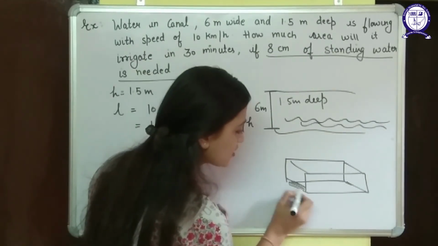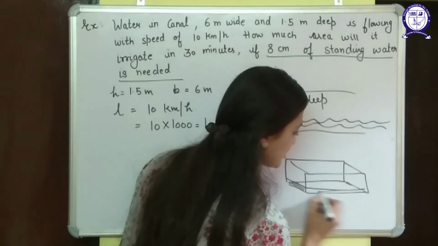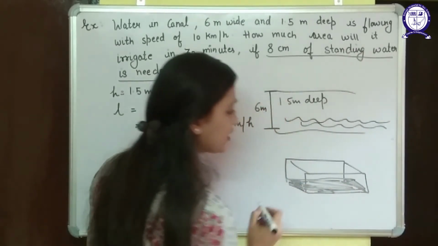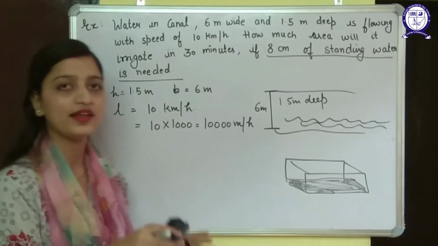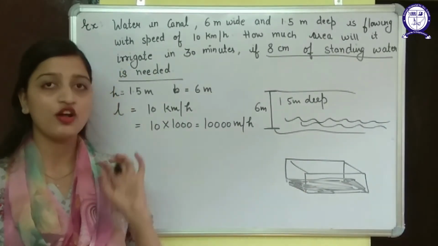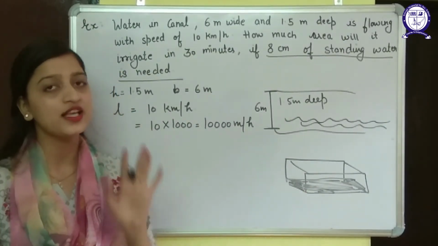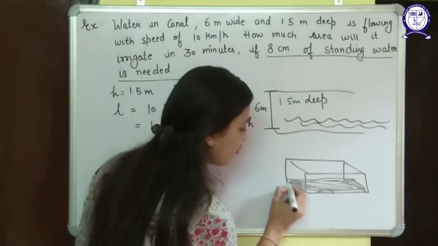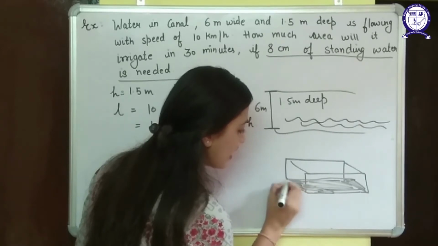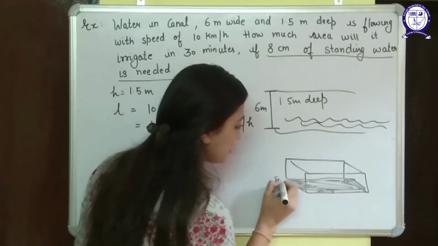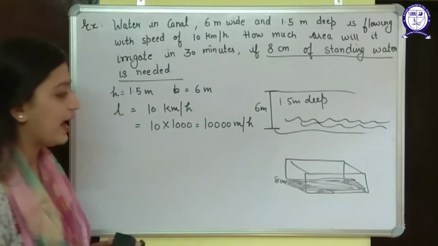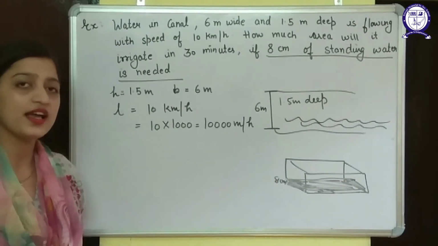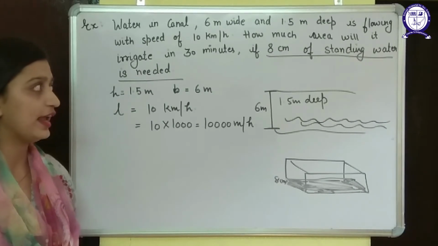That is, the water is up to this height which is standing in the cuboid. It is not completely absorbed by the soil. 8 centimeter of height of water is still remaining in the field. So, the height of the water standing is given as my 8 centimeters. And I need to find the area it will irrigate. Now, what is the area which it will irrigate?